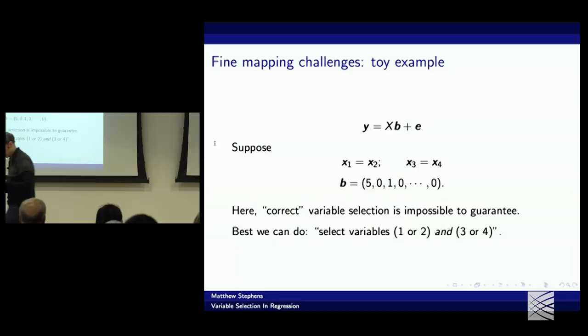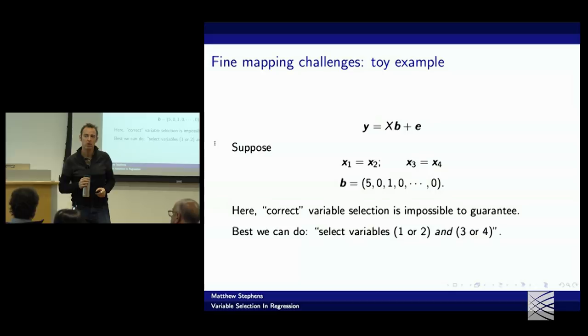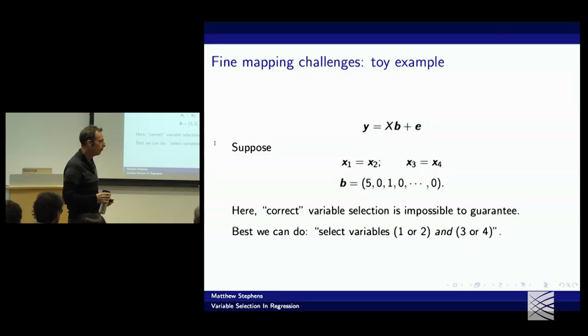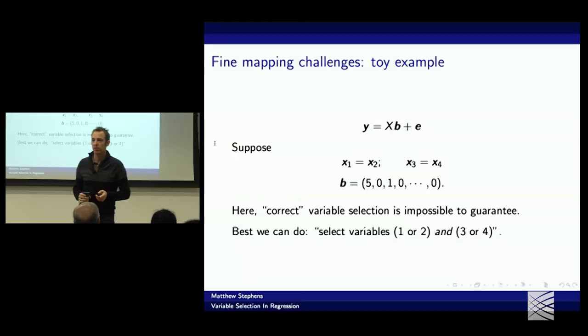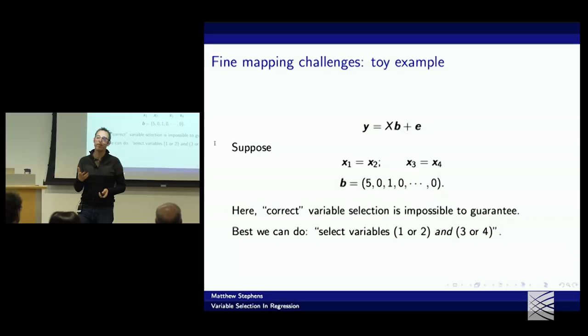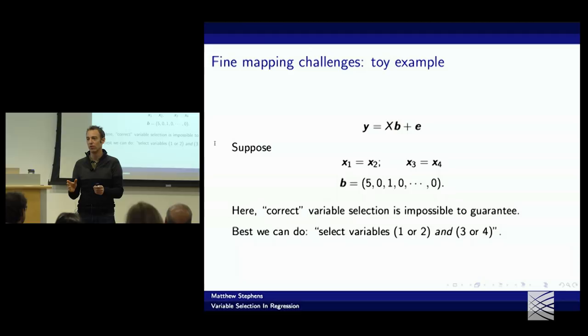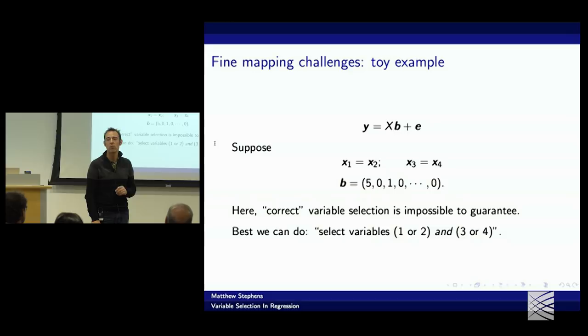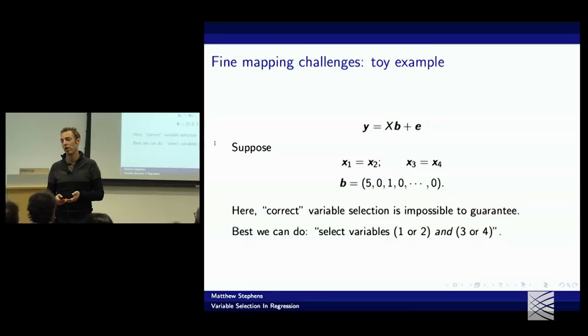Question? Just to clarify, the OR operator there, do you mean exclusive OR or inclusive OR? Like, what is the best that you can do? Could you make the exclusive OR statement? No, you can't make the exclusive OR statement. That would be saying it's one or two, but it's not possibly both, right? Well, you could say that's a good enough model, one or two, but not both. That's a good enough model, but I can't rule out them both.